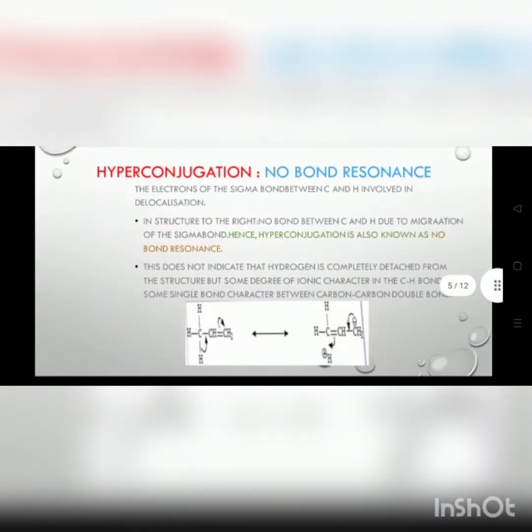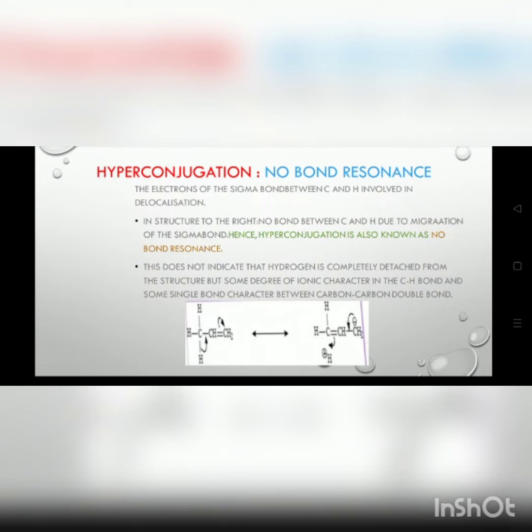Hyperconjugation is also known as no bond resonance. The electrons of the sigma bond between carbon and hydrogen are involved in delocalization. In the structure to the right, there is no bond between carbon and hydrogen due to migration of the sigma bond. Hence, hyperconjugation is also known as no bond resonance.